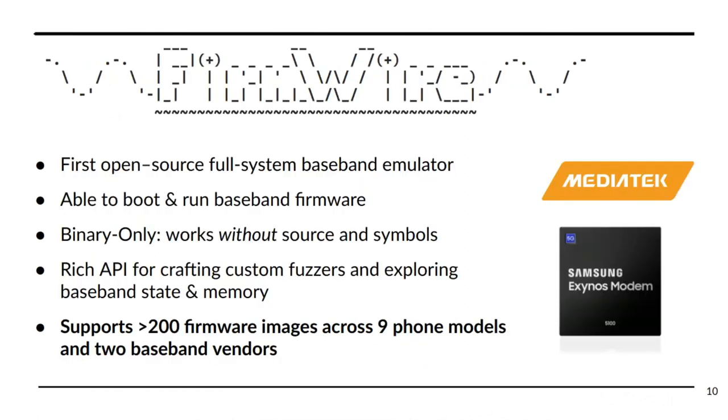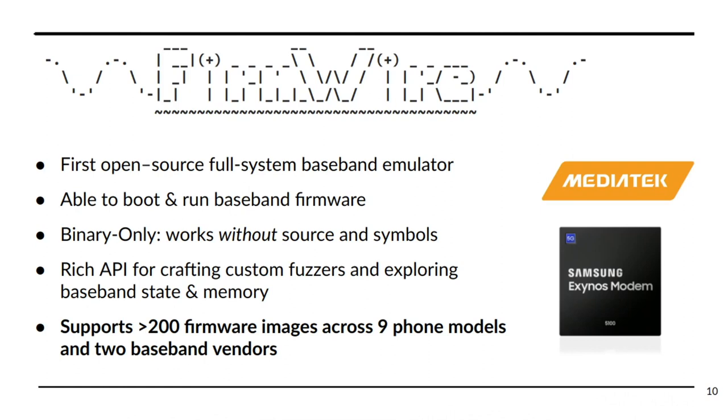And that's why we created FirmWire. It is the first open source baseband emulator. Full system baseband emulator, sorry, yes, it's a fine distinction. The first one that is able to run and boot a baseband from scratch, basically. So you can drop in a binary-only baseband. You don't need source, you don't need symbols. Drop it in there and it'll boot. Well, for those that are supported.